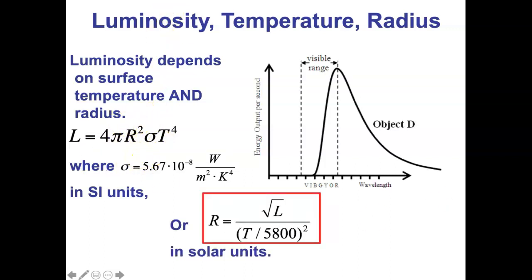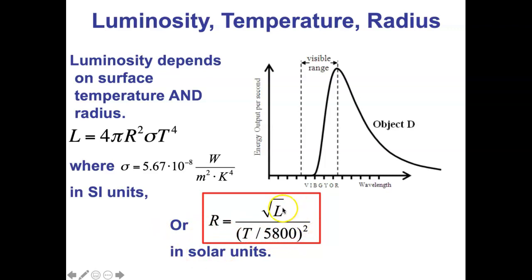And here, I've done the job of making life a little easier for you. Here's the formula to solve for R. The radius of this star in solar radii is equal to the square root of the luminosity in solar luminosities, divided by the temperature over 5800 squared, with the temperature still in Kelvin.